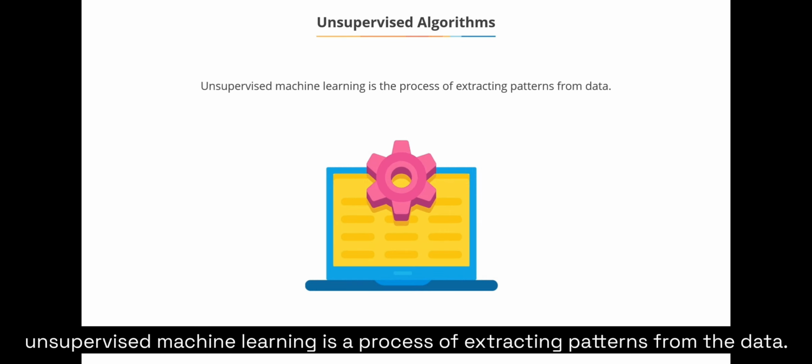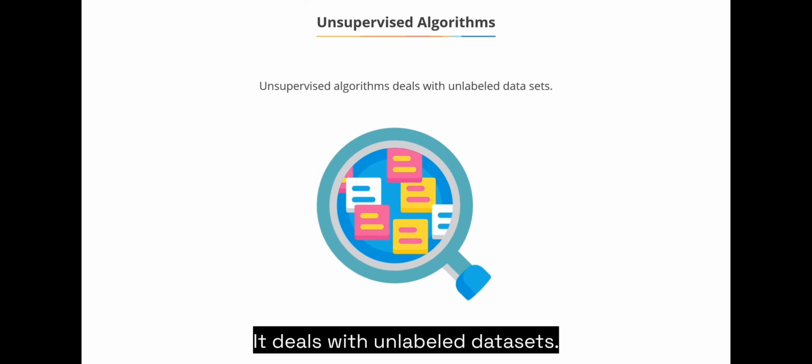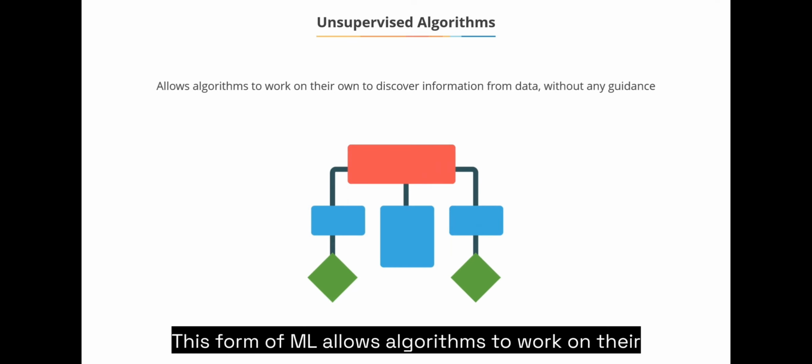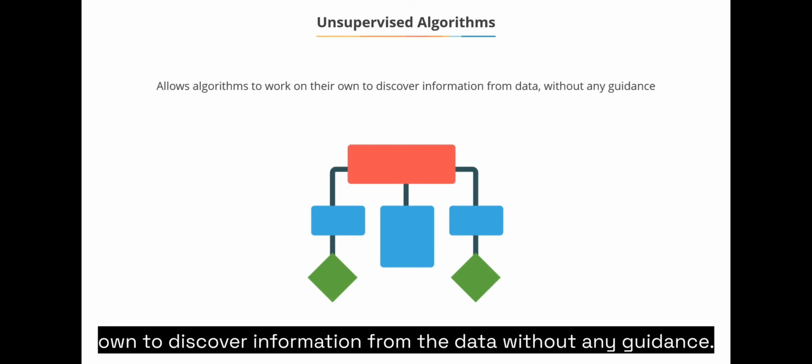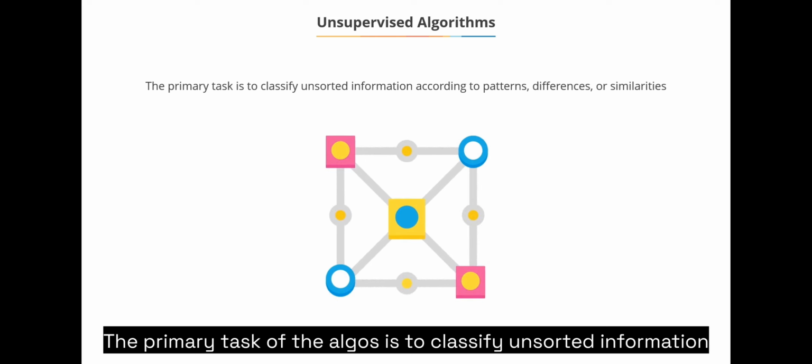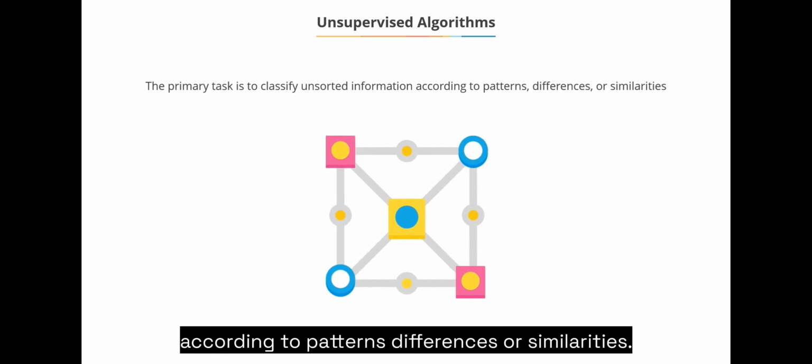Unsupervised machine learning is a process of extracting patterns from the data. It deals with unlabeled datasets. This form of ML allows algorithms to work on their own to discover information from the data without any guidance. The primary task of the algorithms is to classify unsorted information according to patterns, differences, or similarities. Let's understand this better with the help of an example.